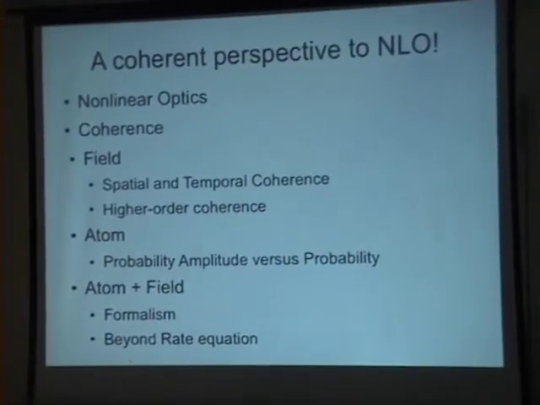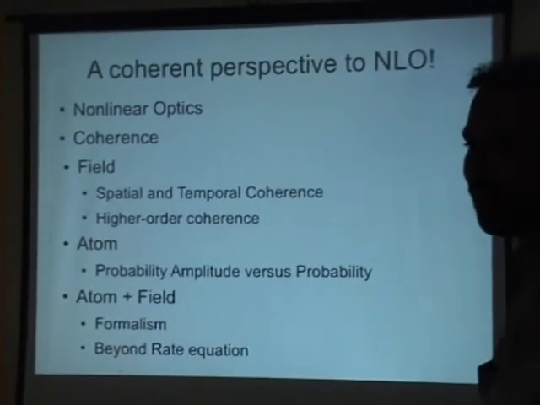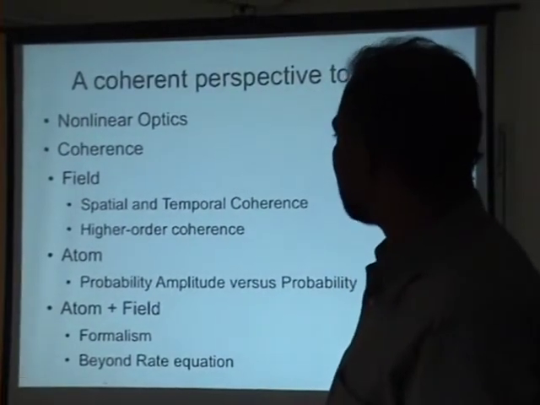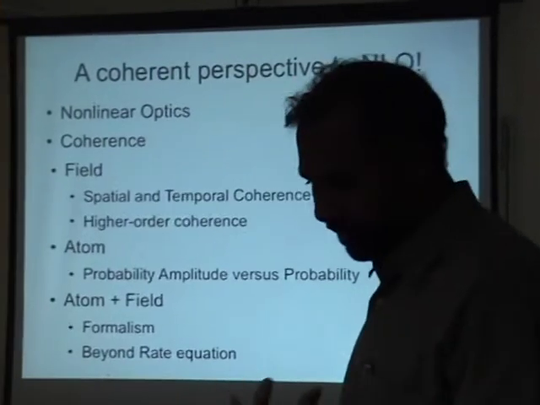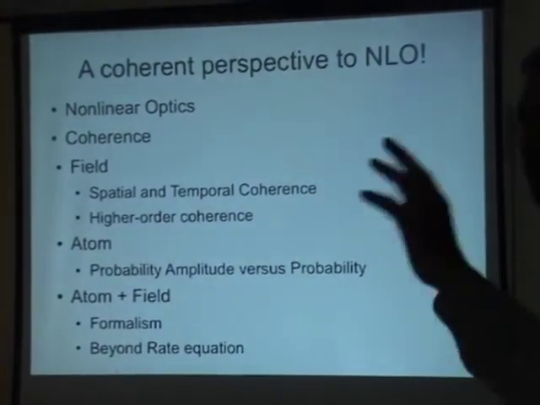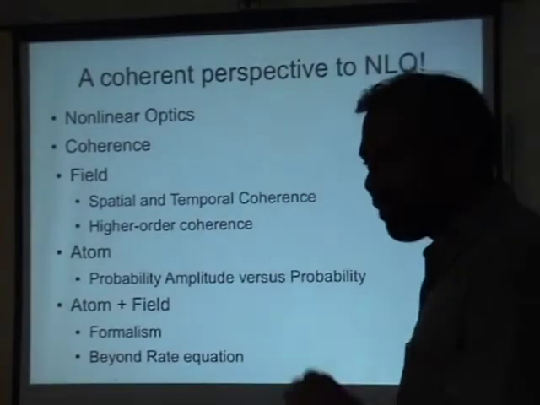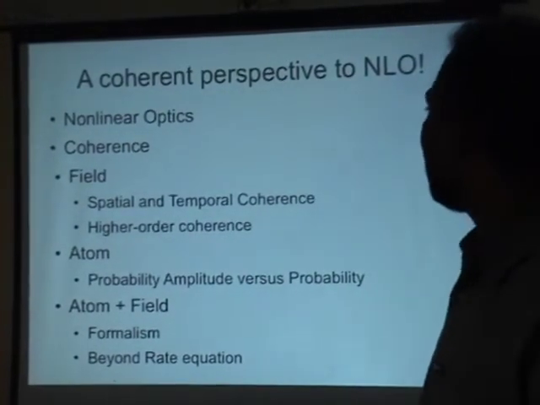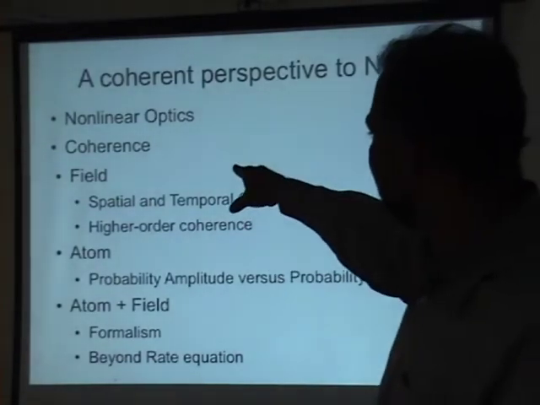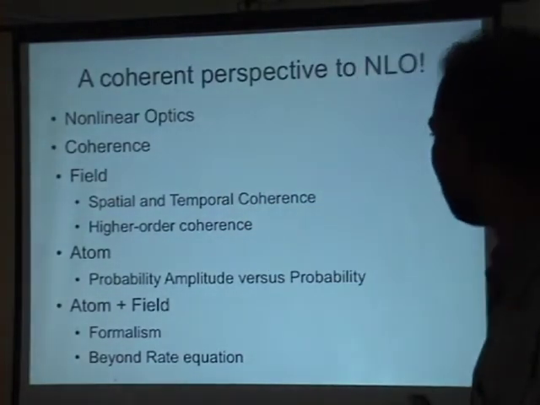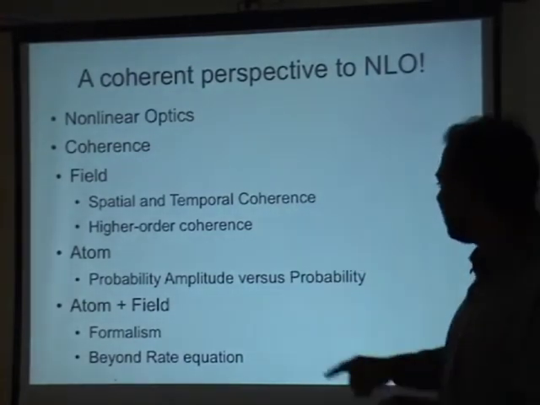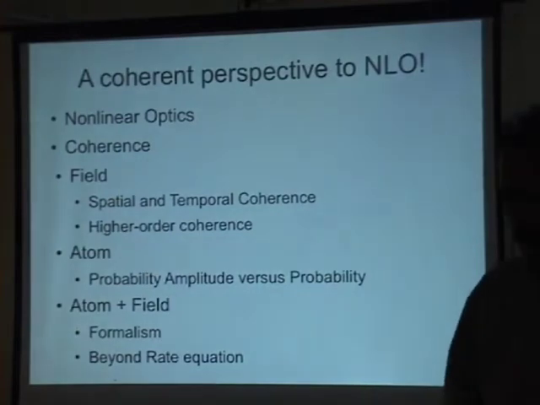So the idea is first to understand what you mean by nonlinear. What is nonlinear about optics? Then there is this notion of coherence, which is very, very important. So I will discuss the usual notions of coherence. I will define what it means, try to understand physically what it means. Then we will look at coherence in the electromagnetic field itself, which is related to something called spatial and temporal coherence. There are some other things like higher order coherence.